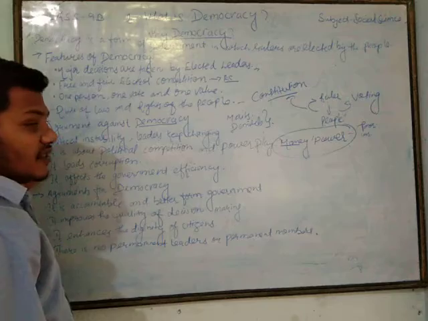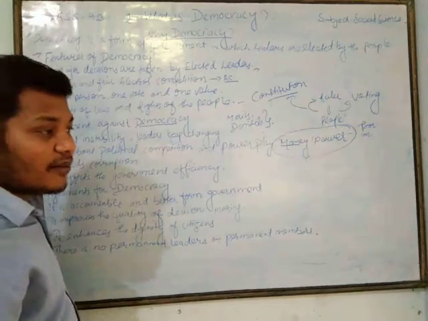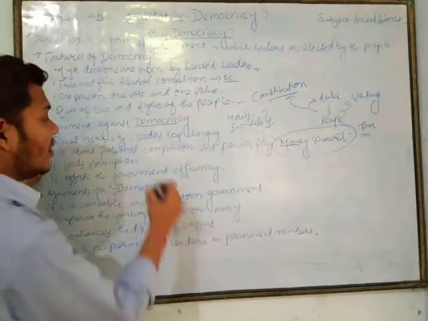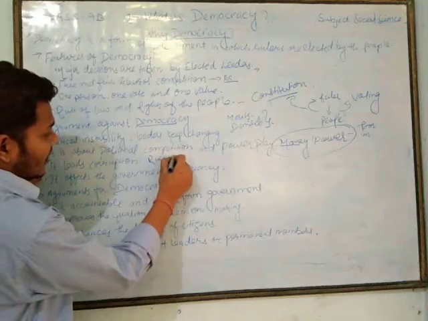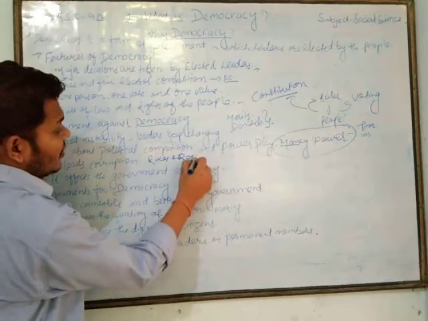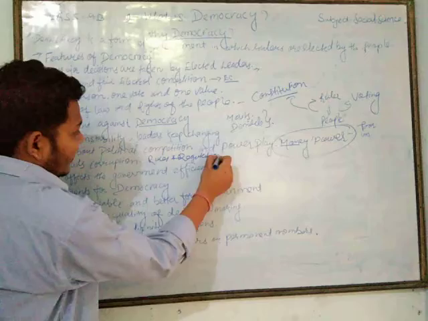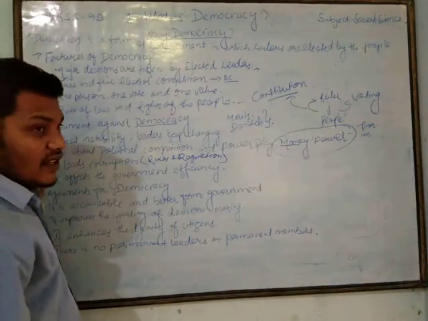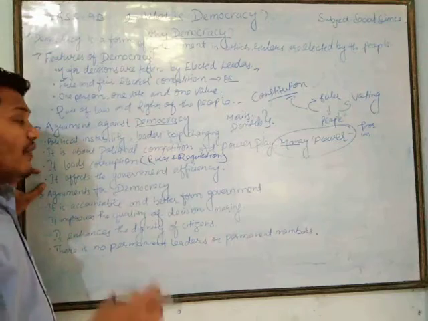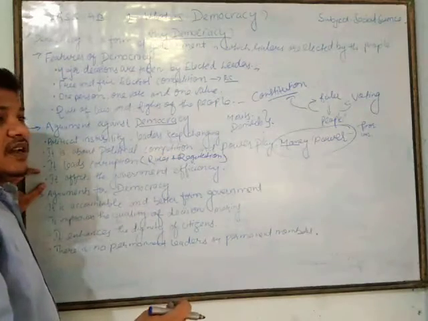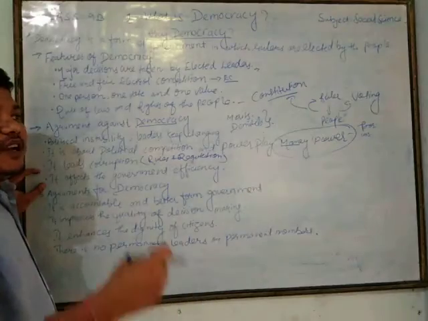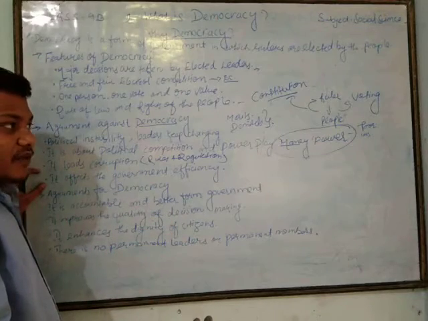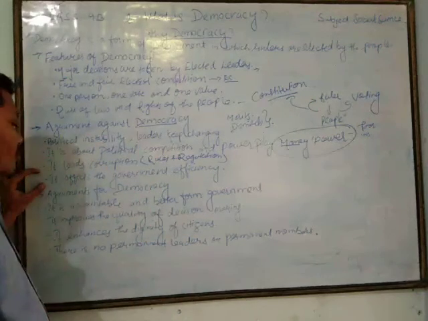It leads to corruption. Since there is money, it leads to corruption. Many people violate the rules and regulations of the election. Next, it affects government efficiency. Efficiency means the level of work which should be conducted by a government, and it affects it.